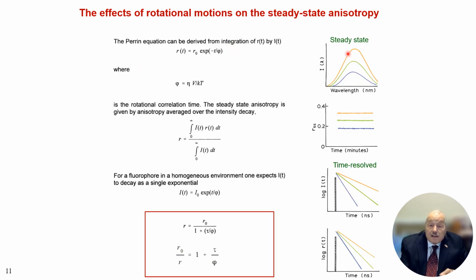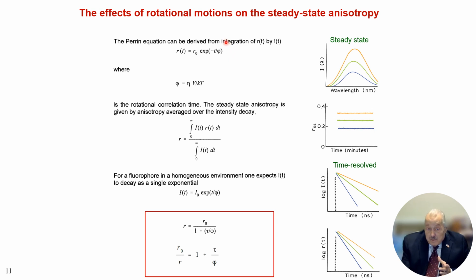What is the effect of rotational motions on anisotropy? So going back to the beginning, we said we were calculating the anisotropy for fluorophores in random orientations, but I also specified that they would be immobile, that is, they're not moving. So how do rotational motions link to the anisotropy? Well, we use the same type of calculus that was used before.